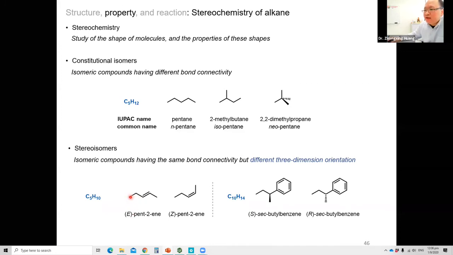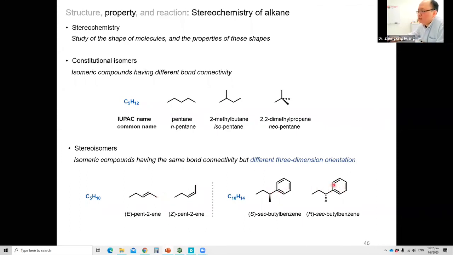So you have these two molecules. It has a 5-carbon chain, right? 1, 2, 3, 4, 5. 1, 2, 3, 4, 5. Same bond connectivity. One carbon attached to another, then another, 5 of them. But they have different three-dimensional orientation, okay? You will learn this later. This carbon and this carbon are on different sides of this double bond, right? While this carbon and this carbon are on the same side, okay? Although they are connected in the same way, their shapes are different.